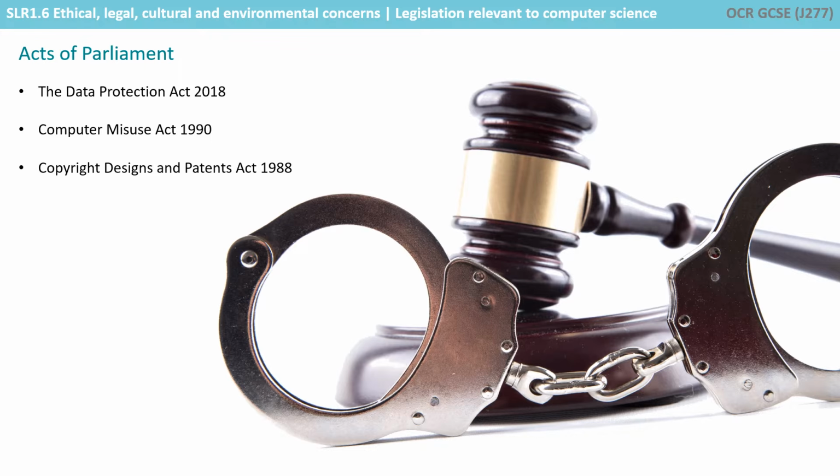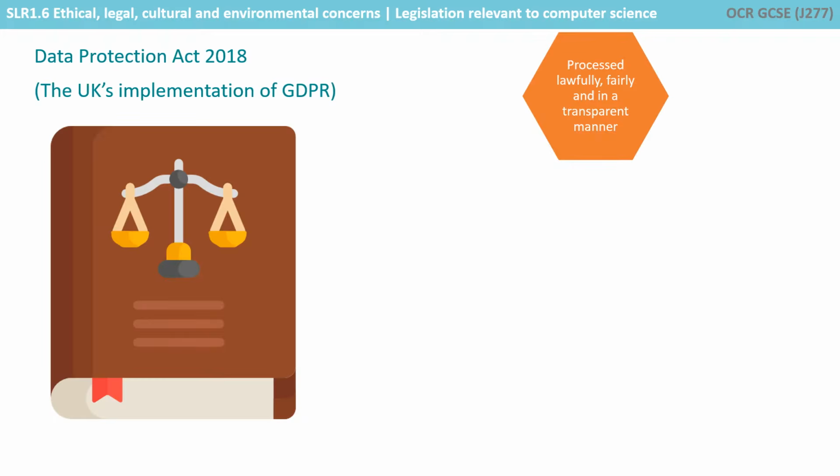The three areas of legislation or Acts of Parliament you need to be aware of for your GCSE exam are the Data Protection Act 2018, and this includes the UK's recent implementation of GDPR, the Computer Misuse Act of 1990, and the Copyright Designs and Patents Act.